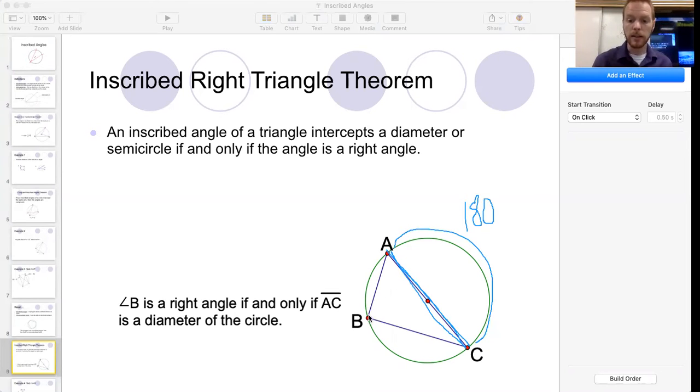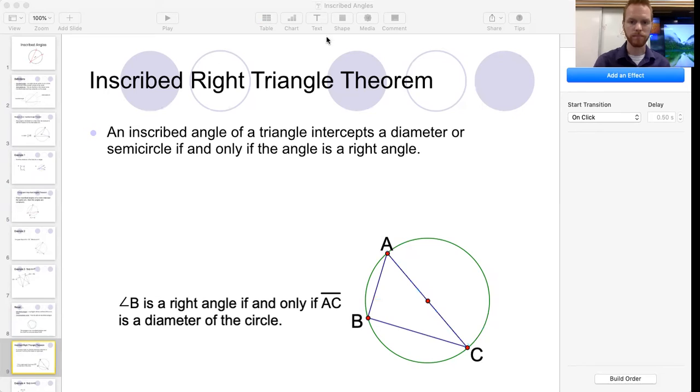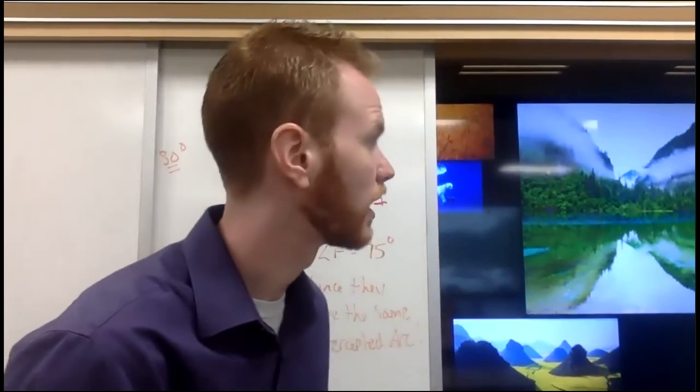Angle B is the inscribed angle, okay? So that means that angle B has to be 90 degrees. It's half the measure of this guy. So the inscribed right triangle theorem is stating that, okay? As long as the diameter is part of the triangle, then that must be a 90-degree angle, okay? And that's because it's a semicircle if it is part of it, all right? Okay. There we go. All right, let's try another example.